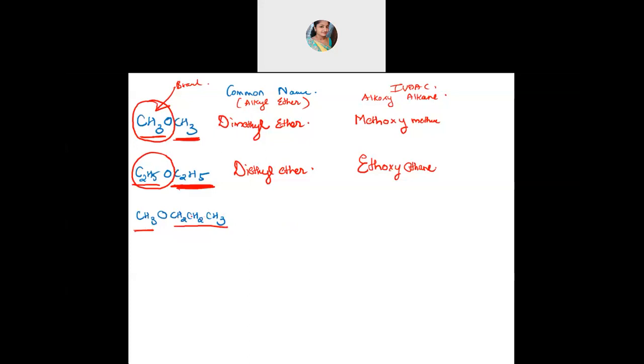Propyl is again a straight chain, so you can mention that it is straight chain. N-propyl you can write. Methyl n-propyl ether. If you write propyl ether also it is fine, but because propyl has more carbons, it can go for branching also. So it's better you mention that it is n-propyl, straight chain propyl.